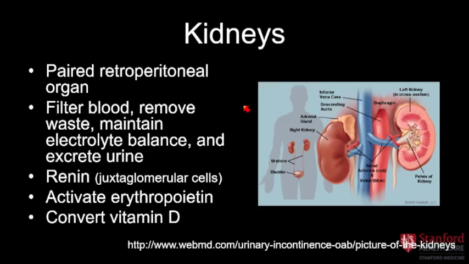So going back to medical school, the kidneys are a pair of retroperitoneal organs that help to filter your blood, remove waste, and maintain your electrolyte balance, and they do this by excreting urine in various concentrations. The kidney also has some endocrine functions. The kidneys secrete renin from the juxtaglomerular cells. They activate erythropoietin, which is important for red blood cell production, and convert vitamin D, which is important for calcium homeostasis.